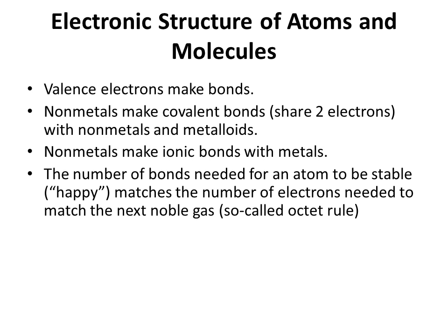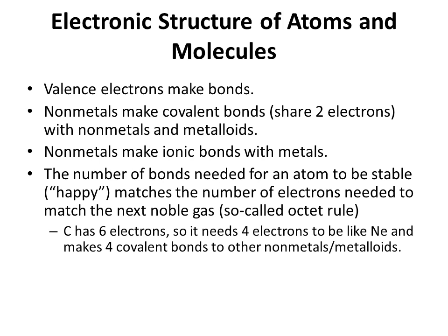The number of bonds needed for an atom to be happy or stable matches the number of electrons that it needs to look like the next noble gas. And this ends up fitting what's known as the octet rule. So if you consider carbon has 6 electrons, it's going to need 4 electrons to be like neon, which has a total of 10. Thus, carbon makes 4 covalent bonds to other nonmetals or metalloids. Since carbon starts off with 4 valence electrons, and it gains or shares 4 electrons from bonds, that's a total of 8. That's where you get the idea of the octet, octet meaning 8.